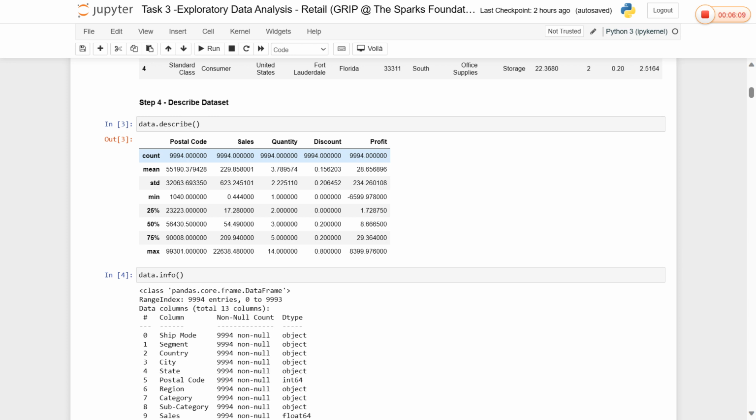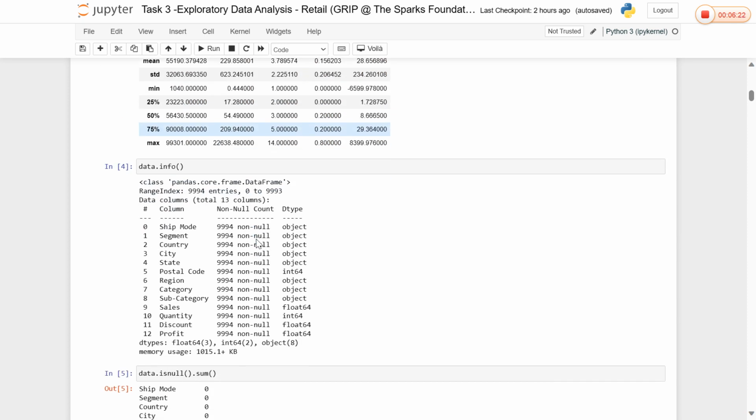Here we can see the preview of the dataset, like the postal code, the sales, and quantity, as I mentioned. Next, we also use the info function to understand the data types and check for missing values. Fortunately, this dataset is clean and doesn't have any missing values. As you see, we haven't found any null values.